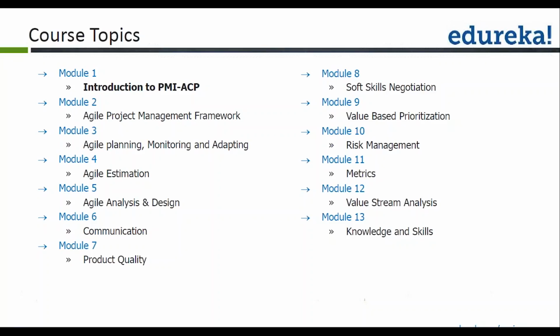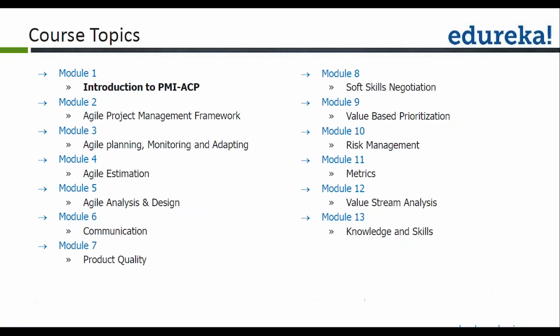Module 5 talks about how analysis and design activities happen in an agile project. Module 6 covers communication methodologies in an agile project. What is osmotic communication? How does a self-organizing, self-collaborative team in an agile project communicate with each other? Module 7 targets the quality aspects in an agile project. Agile works on the principle that quality is baked into the process, so we'll talk more about that in module 7.